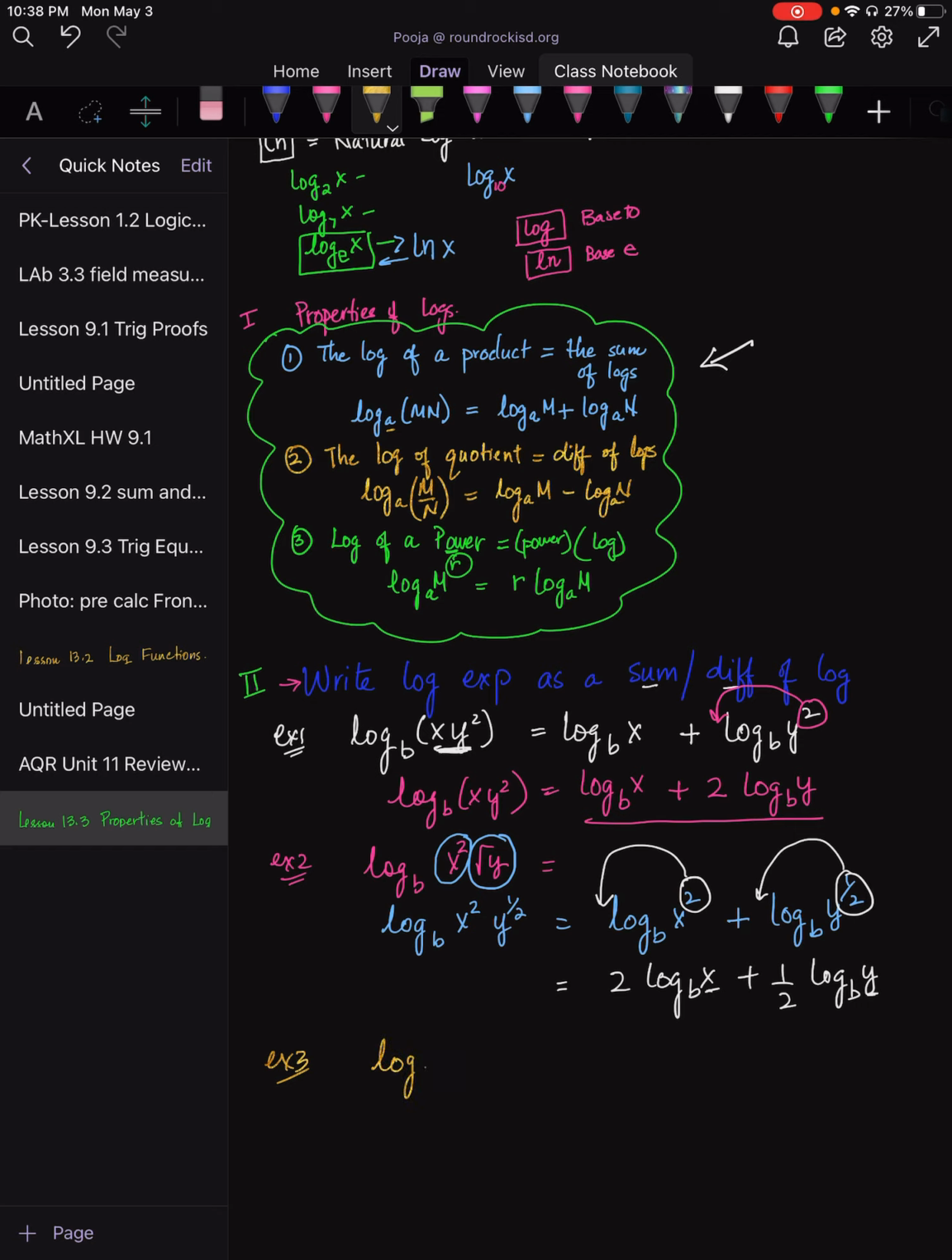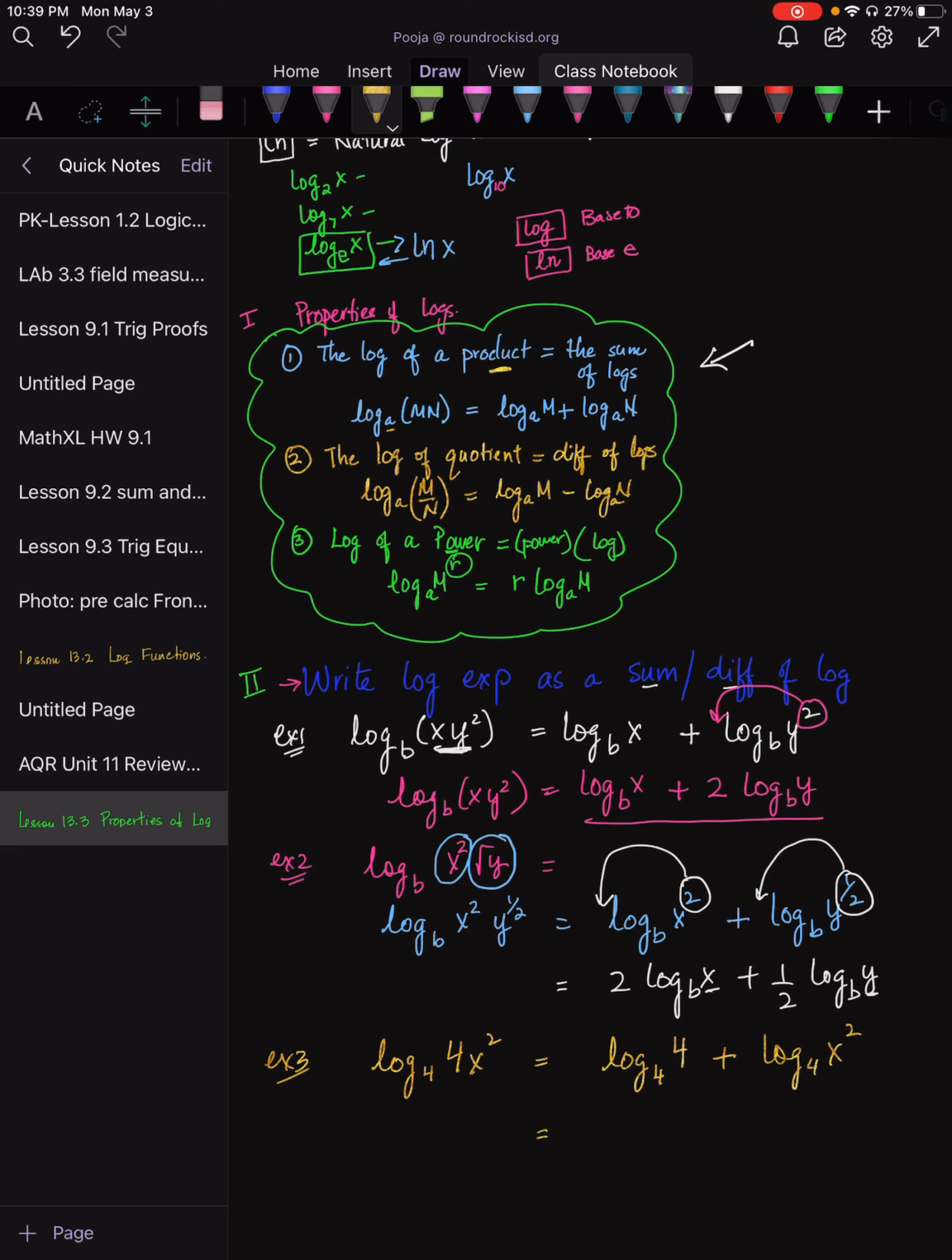Let's say log base 4 of 4x squared. And again, the question is the same. Write this log expression as a sum or difference of logs. How do I know this is a sum or difference? Well, this is a product, so I'll have to use the first property. Hence, it can be rewritten as the sum of, well, this is the product of 4 and x squared, and that's what I'll break it down into: log base 4 of 4, and then log base 4 of x squared.